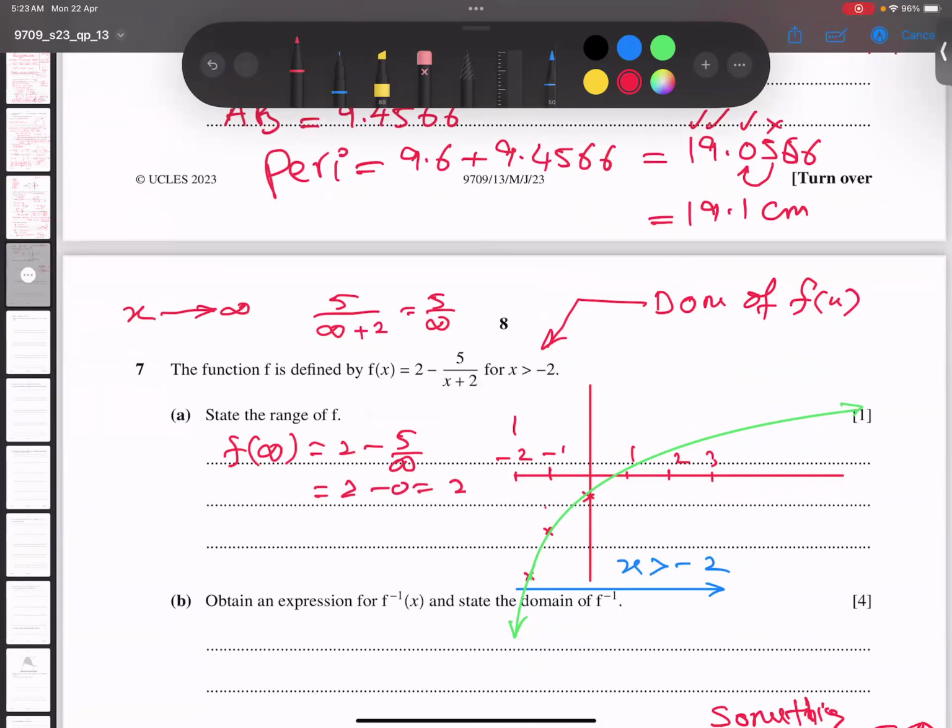It means the highest value I can get here is 2, and this is actually called the asymptote. What is an asymptote? The green line will never cross this line. It becomes parallel to the asymptote. You see, it is a parallel line. No matter how close you go to 2, it will never meet 2.